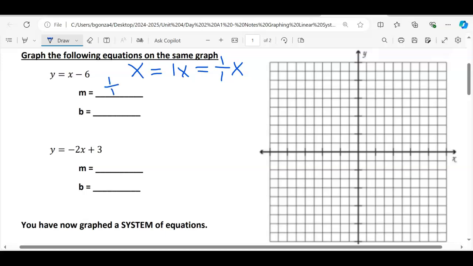What's my b value here? Negative 6. So don't forget the sign in front of it. Cool? So it is 6 with a negative. Okay, negative 6. That matters because what do we graph first, the m or the b?